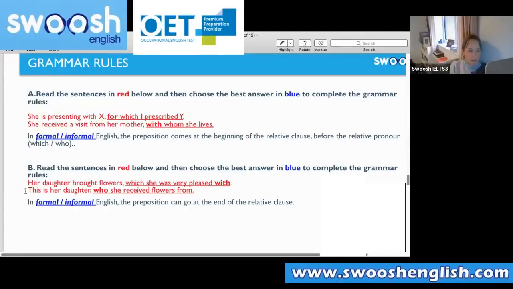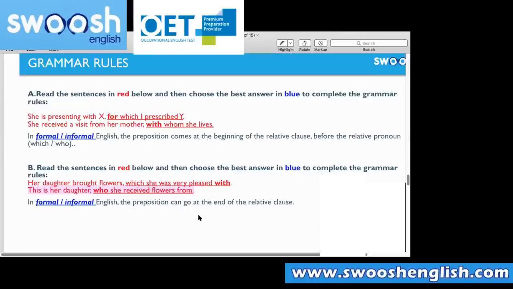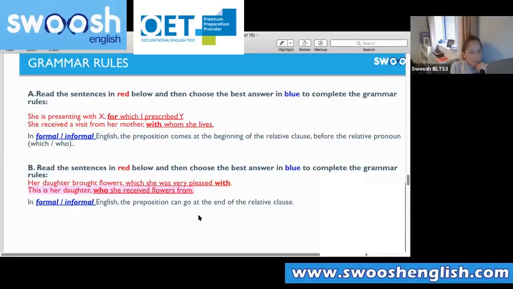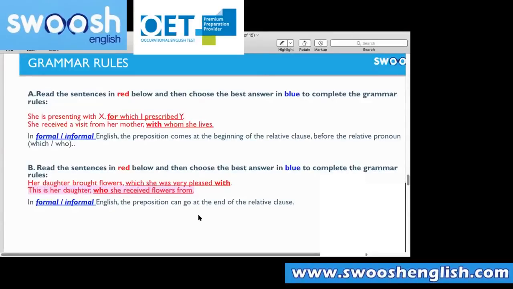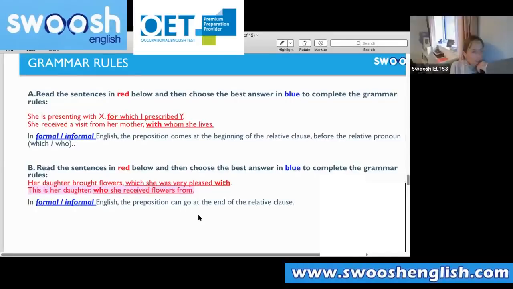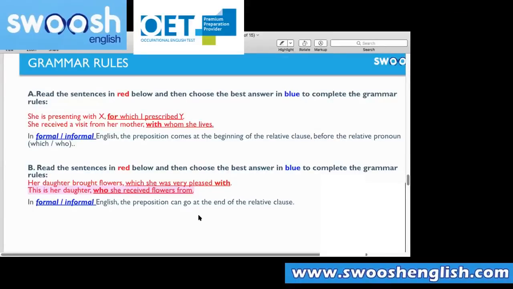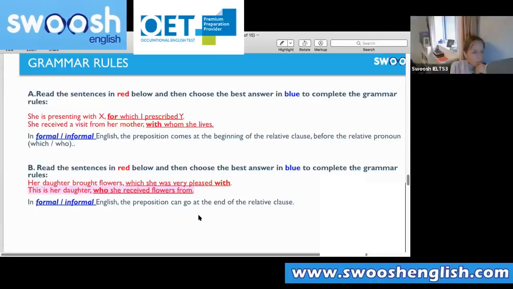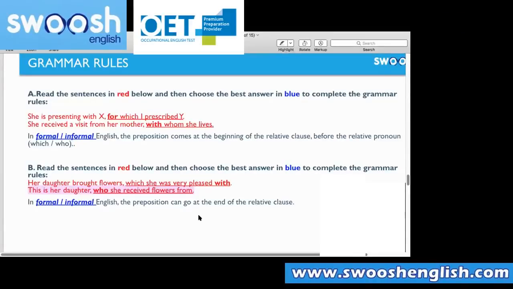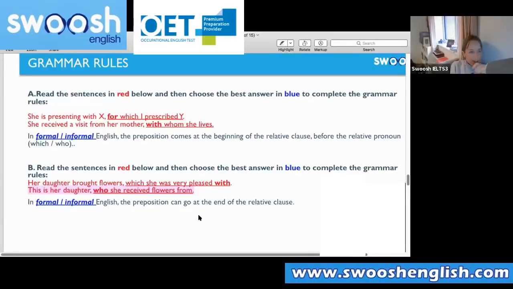Can you make this formal, this sentence? Anyone? With the preposition in front of which? Yeah, so tell me, what is the sentence, May? Her daughter brought flowers with which she was very pleased. Yes, very good. And the next one? This is her daughter from whom she received flowers. Nice. Okay, good. So here it's informal and here it's formal.